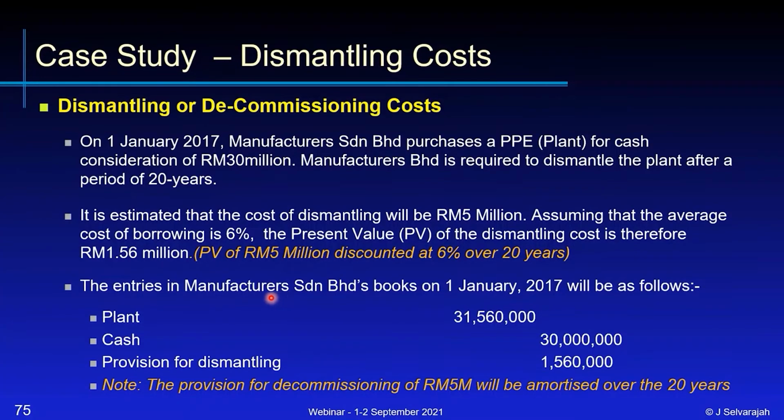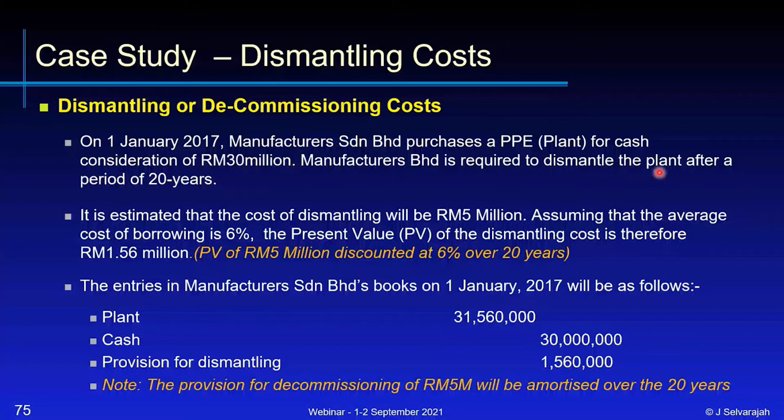Now I made this into a more complicated one, not really complicated, a bigger one in your question. So here it is. Dismantling or decommissioning, whatever you like to call it. So on the 1st of January 2017, manufacturers purchases a PPE plant for cash consideration of 30 million. And this is a big machine. Let's assume it needs a lot of foundation work. Otherwise, when it's operating, it will crack the floor, or you need a lot of plumbing, big plumbing and exhaust, whatever. You need all that.